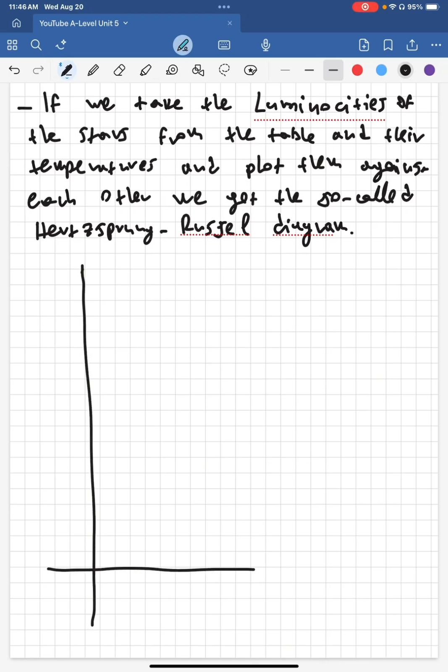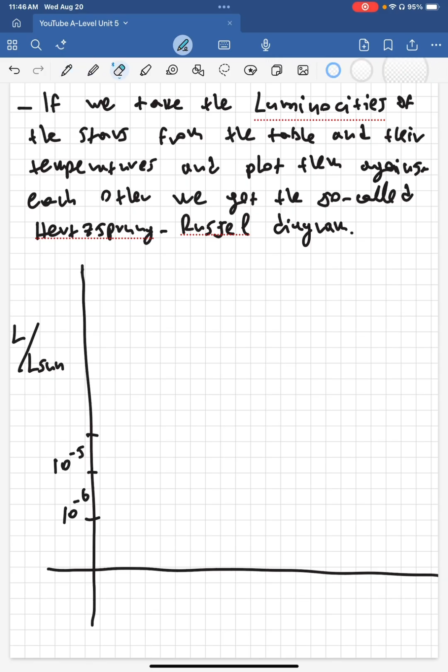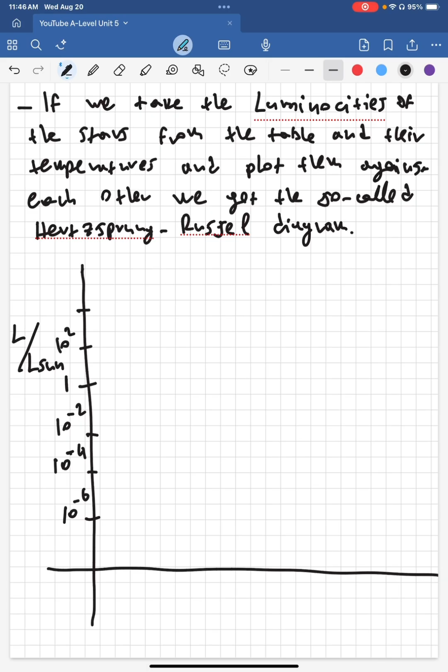On the y-axis, we plot the luminosity over the luminosity of the sun, okay? And we use a log scale, meaning that each of these marks represents a jump of 10 in an order of magnitude. So 10 to the minus 4, then 10 to the minus 2, then 1, so that's the sun, 10 to the 2, 10 to the 4, and then 10 to the 6. Okay, so these are the most luminous stars.